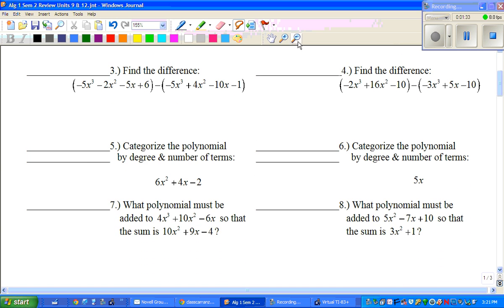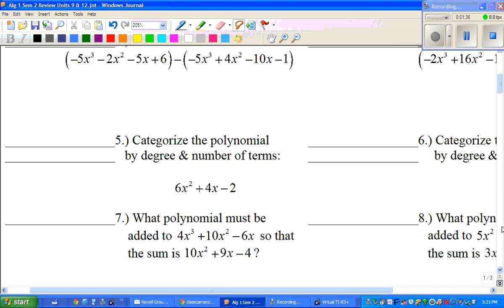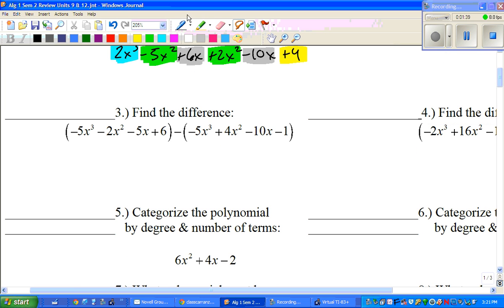All right. Number 3 says to find the difference. Now, when we're finding the difference, we're subtracting. But on the back side, we need to think that we are multiplying everything by negative 1. So I'm going to rewrite the front one because nothing changed. Okay? And now on the back, negative 1 times negative 5 is positive 5x cubed, negative 4x squared, positive 10x, and positive 1.